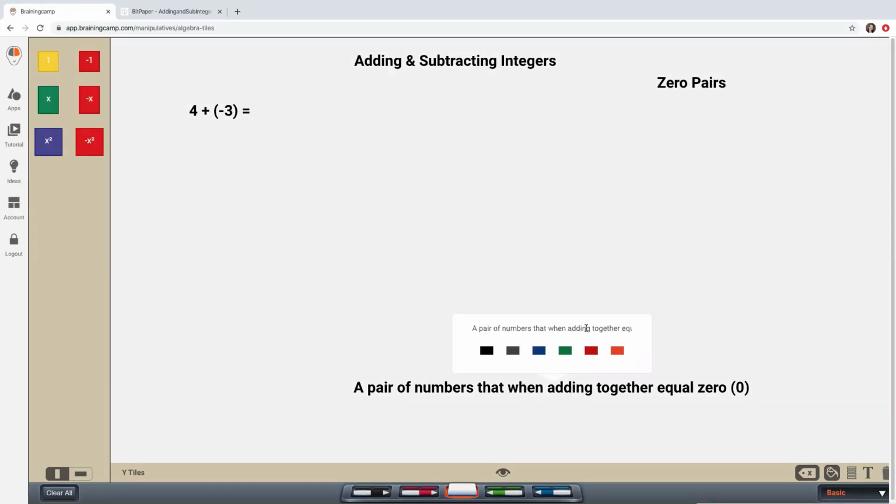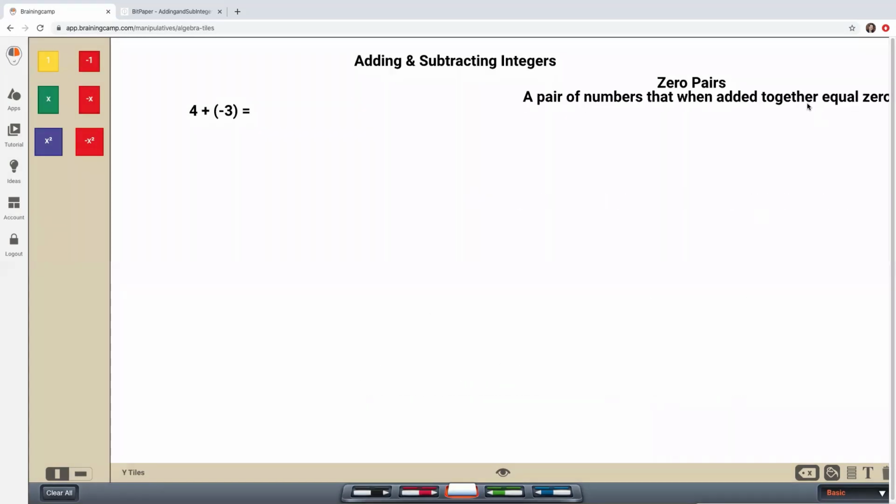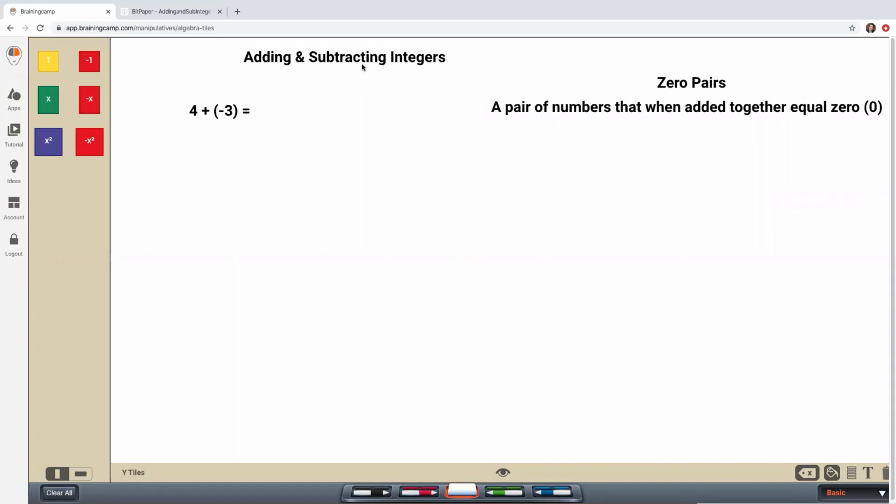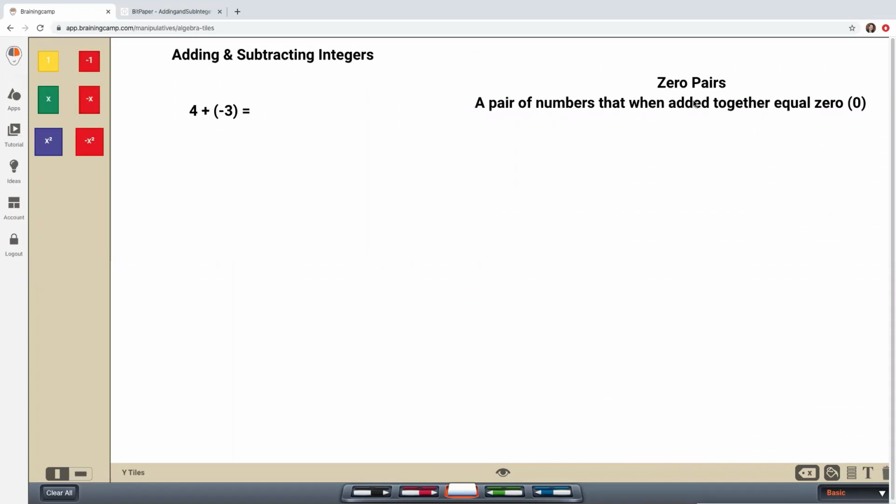Oops, I actually made a mistake in my typing. That when added together equals 0. Okay, move some stuff around over here. So let me give you an example of a zero pair. Here with the algebra tiles, the yellow tiles represent positive numbers, and this red tile right here represents a negative number.